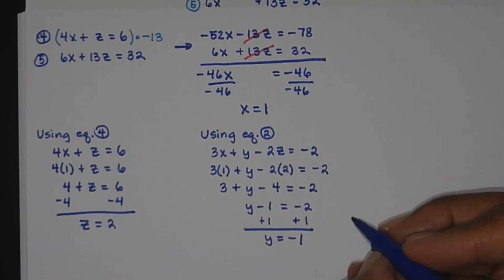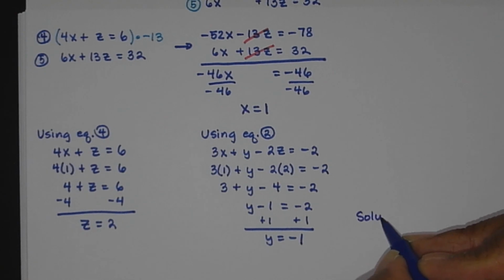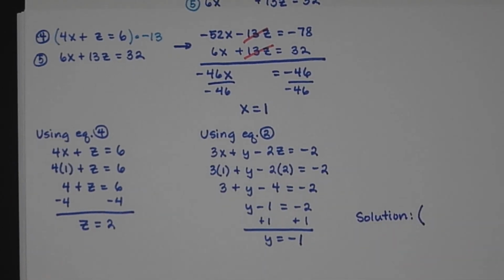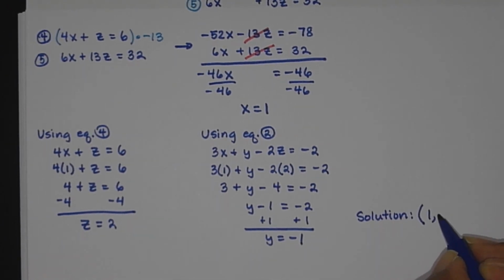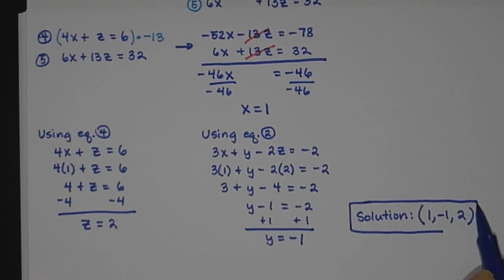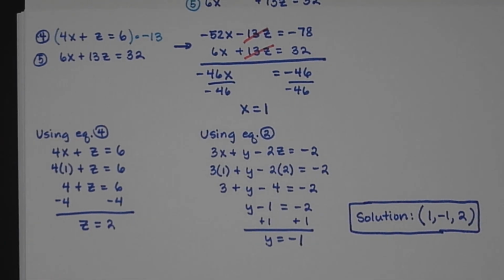All right. So the solution for this system of linear equations in 3 variables will be an ordered triple. X is 1, y is negative 1, z is 2. All right. And I'll leave the check up to you if you have the time for it. All right, questions on problem number 13.